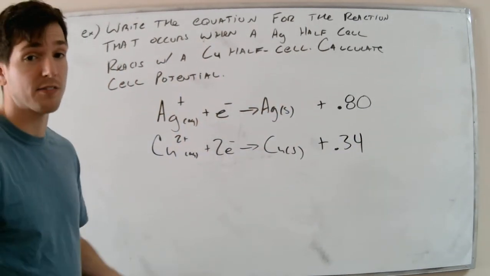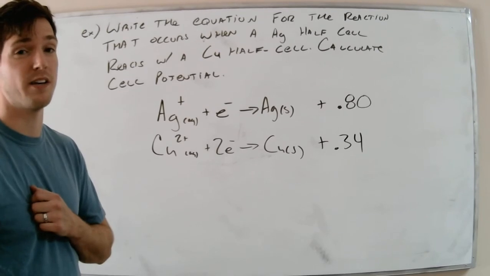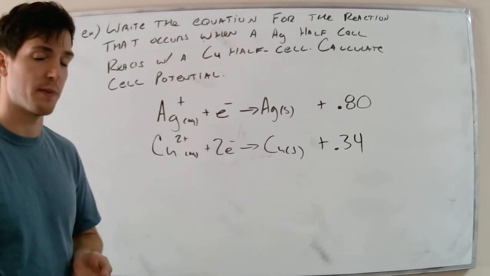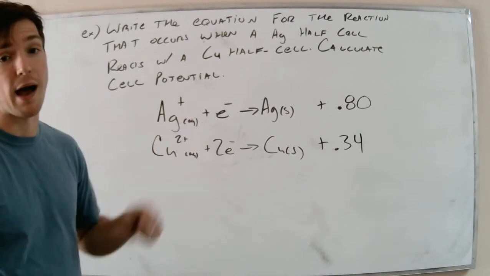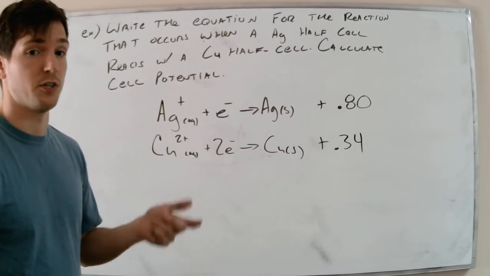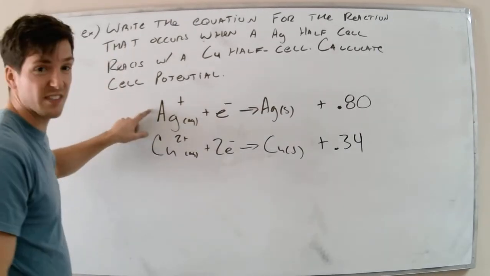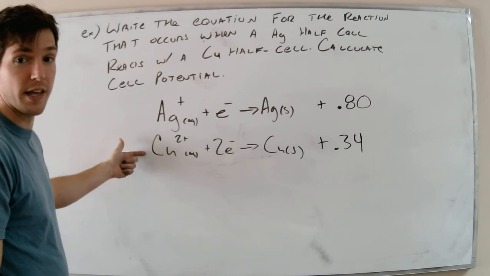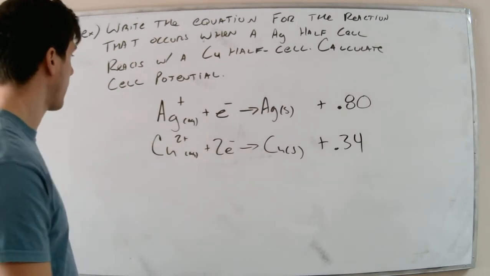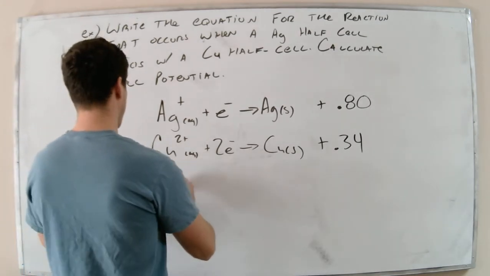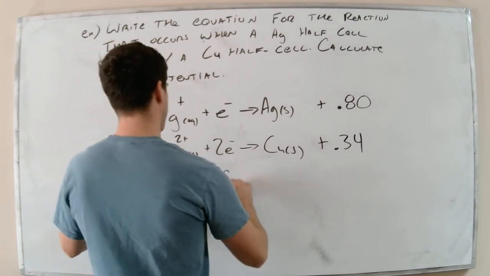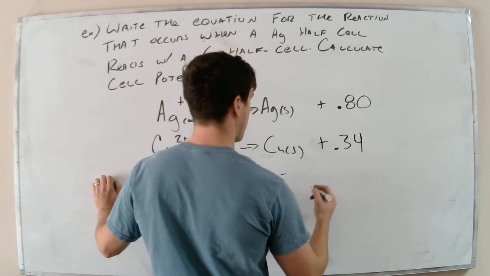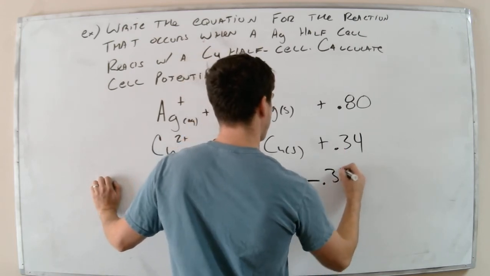So we have our half cell reactions, and the first thing that we've got to figure out is which one is going to be reduced and which one is going to be oxidized. Well, remember the more positive one is the reduced one. In this case, the more positive one is Ag. Okay, so we're going to flip the other one, and it's going to become oxidized. So let's flip this guy into Cu solid to Cu2+ plus 2 electrons. And now it's not positive 0.34, it's negative 0.34.